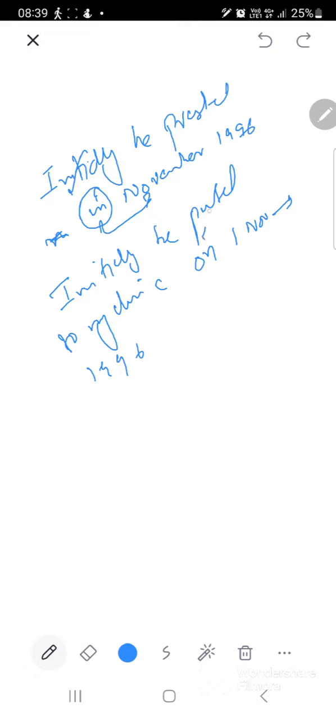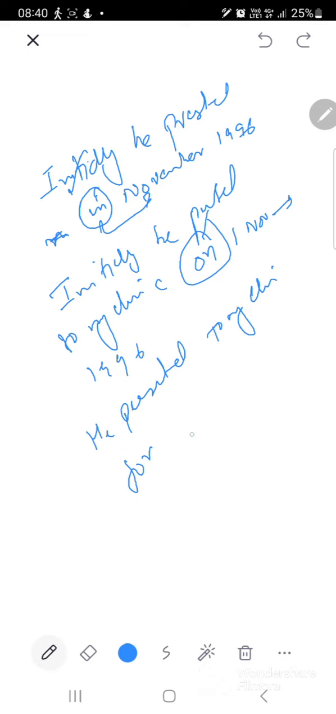So the difference between "in" and "on" is a minor thing, but as this is a grammar class, I'm discussing it with you. Or we can also write down he presented, let's say, if this is a follow-up, to my clinic for, let's say, a routine checkup, right? We can also write down he presented to my clinic with symptoms of, let's say, right?